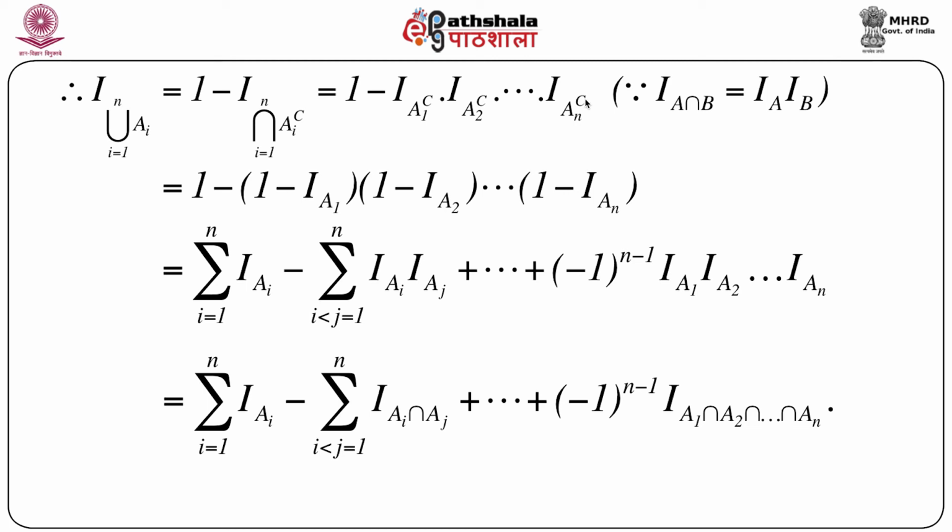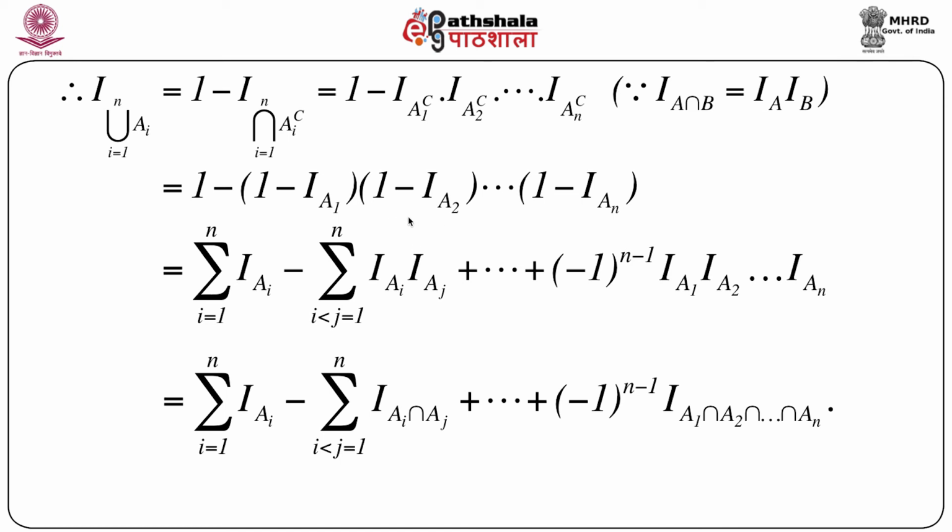An complement. Now again apply the same result, that I of A complement equals 1 minus I of A for each of these Ai complements. So this becomes 1 minus I of A1 into 1 minus I of A2 into 1 minus I of An.